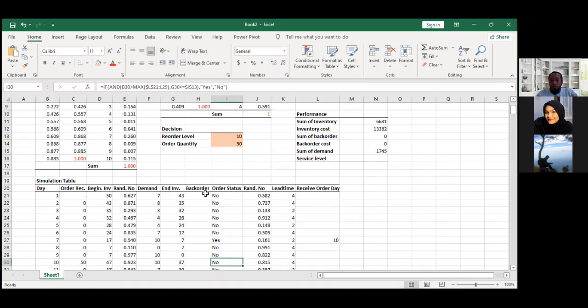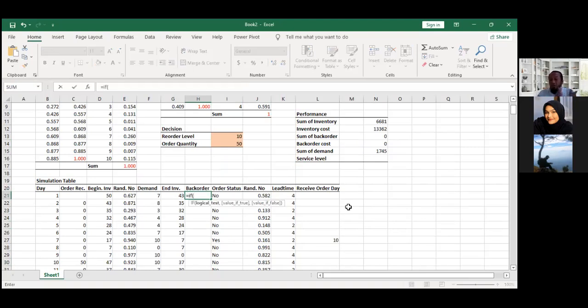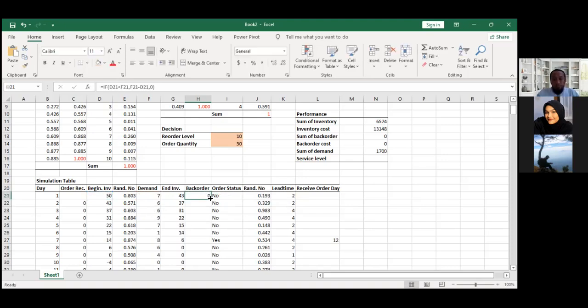Okay, now it's time for us to develop the formula to calculate the back order. The logic is the same as the inventory, but we reverse it, because we talk about back order. If the beginning inventory is less than the demand, our stock is insufficient to fulfill the demand, then we have a stock out or back order. And the back order will be the demand minus the beginning inventory. If no, it will be 0. Yes, you can copy it down.